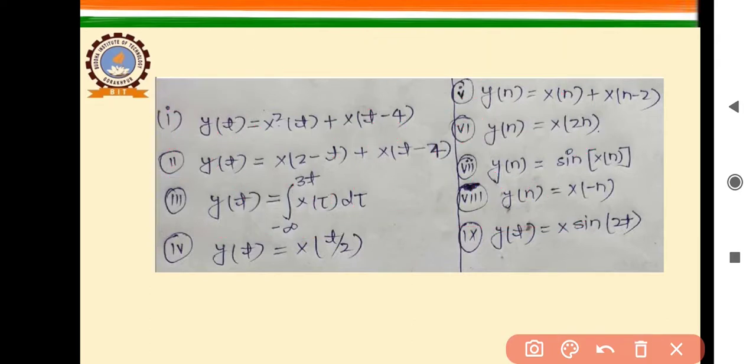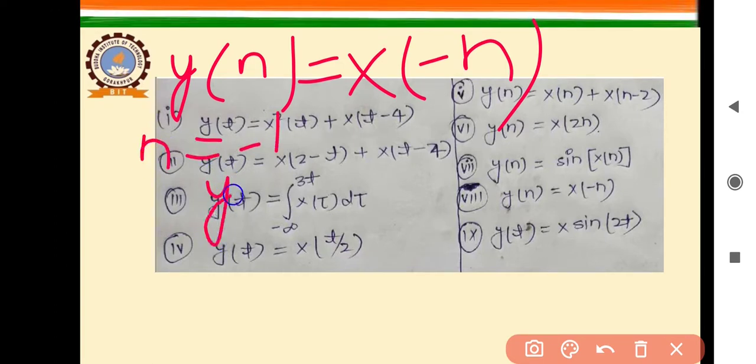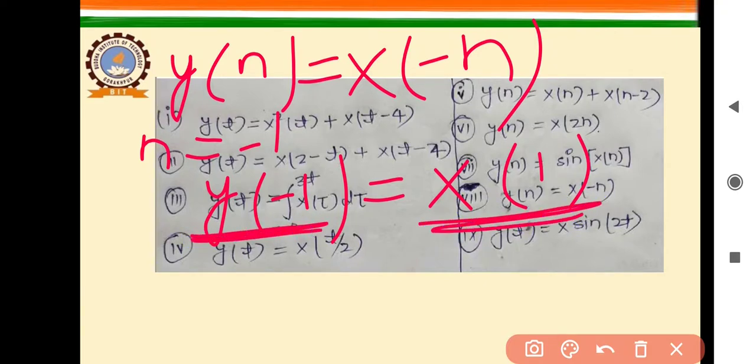In the next example, y of n is equal to x of minus n. From here we can observe clearly that if I take n equal to minus 1, then y of minus 1 will become equal to x of 1. For y of minus 1, x of 1 is the future value of the input, because 1 is greater than minus 1. It means that x of 1 is the future value of the input for the output y of minus 1. It means that the given system is an example of a non-causal system.